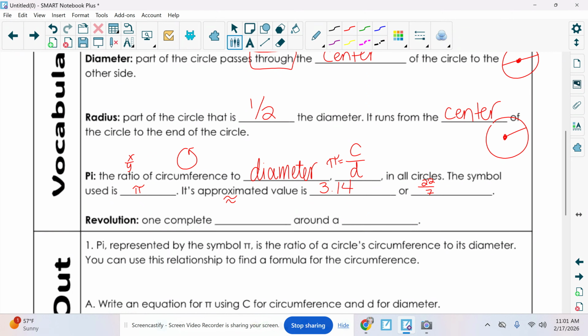So instead of doing all of that, we know 3.14 is the given approximation of pi that we use, or 22/7.